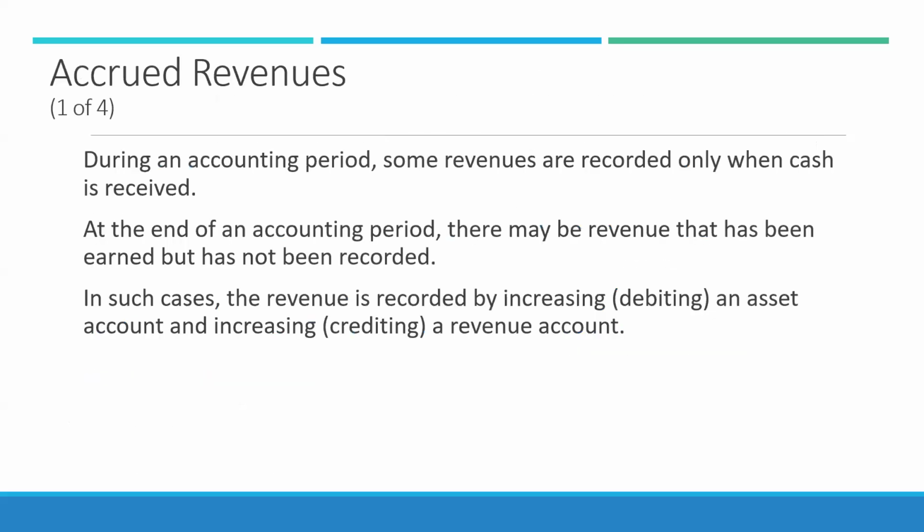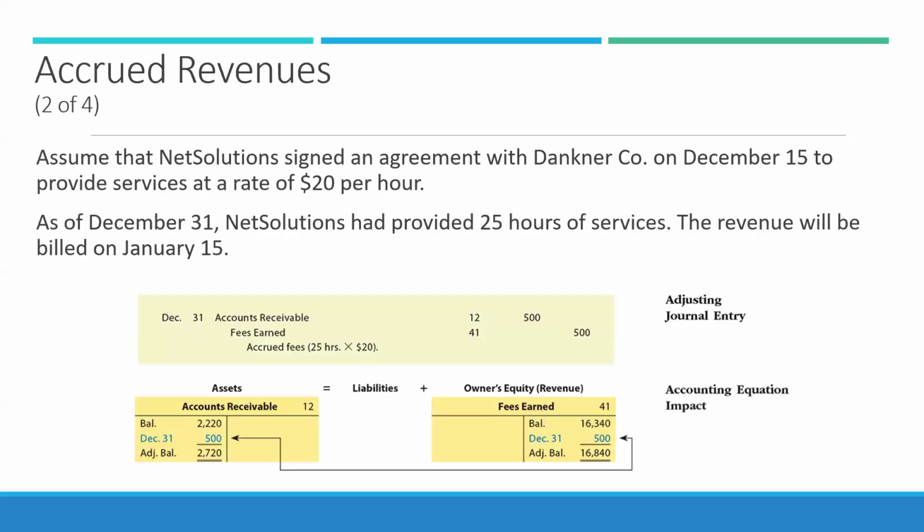During an accounting period, some revenues are recorded only when cash is received. At the end of the accounting period, there may be revenues that have been earned, but we haven't recorded yet. In such cases, the revenue is recorded by debiting the asset called accounts receivable and crediting the revenue account. So let's say Net Solutions signed an agreement with Danker on December 15th to provide services at a rate of $20 an hour.